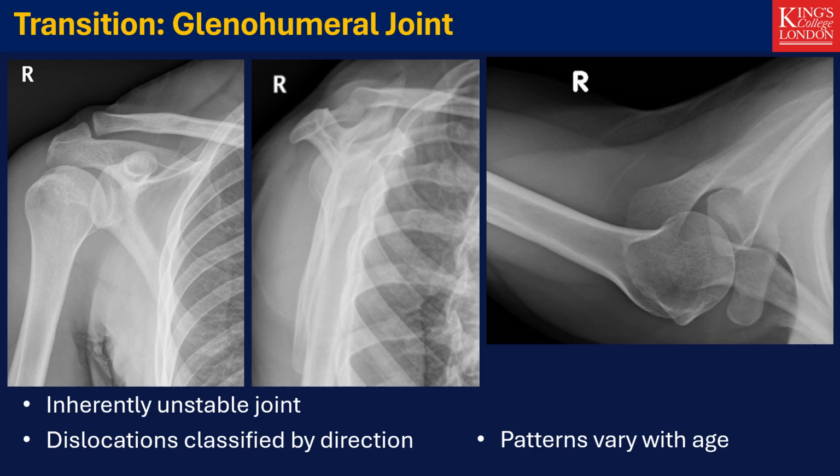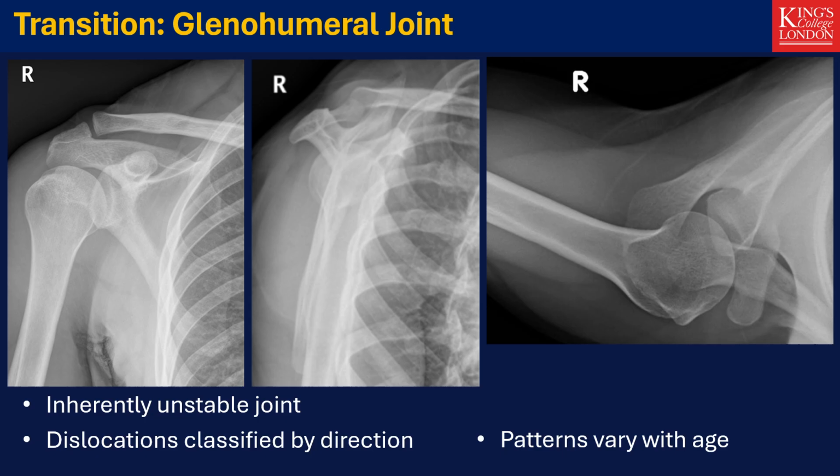Dislocations are classified by the direction of humeral head displacement relative to the glenoid, and the associated injury patterns vary with age. Before we analyze instability, fix normal alignment in your mind. On the AP view, the humeral head should appear symmetric and centered on the glenoid, without medialization or inferior sag. The joint space should be uniform, and the head should not appear internally locked or excessively rounded.